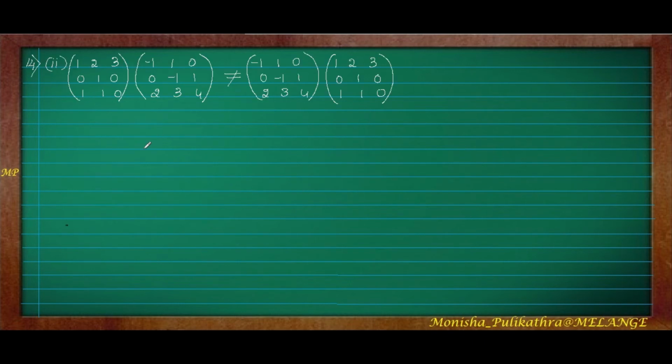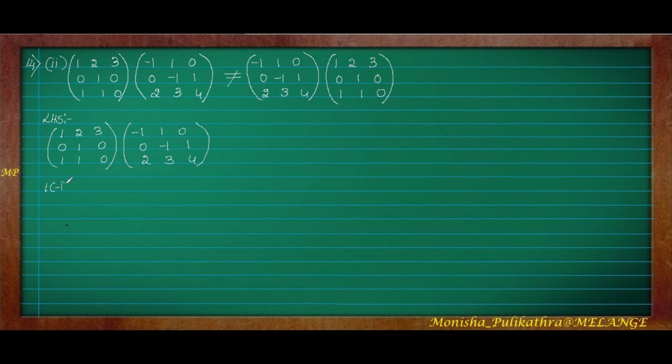Moving on to the 14th second sub question. It is also the same way. The reverse form of the matrix, if we multiply, we have to prove that the answer will be exactly different for that. Okay. So here first I will be taking LHS. So [1, 2, 3; 0, 1, 0; 1, 1, 0] and [minus 1, 1, 0; 0, minus 1, 1; 2, 3, 4]. So I'll be multiplying the first row to the first column.